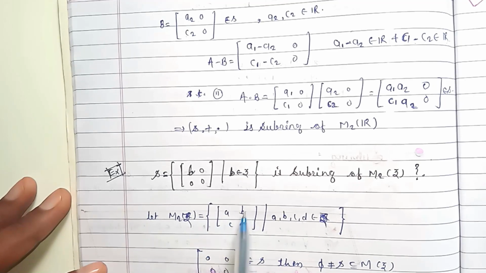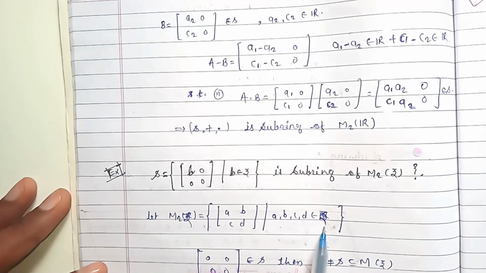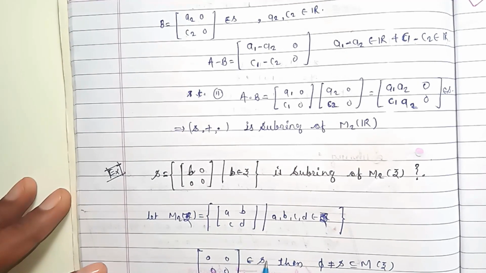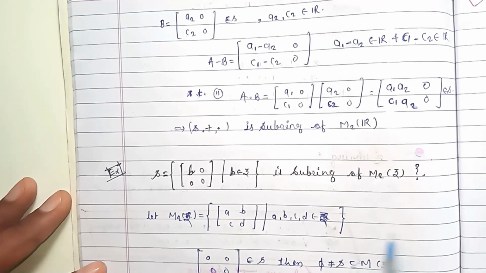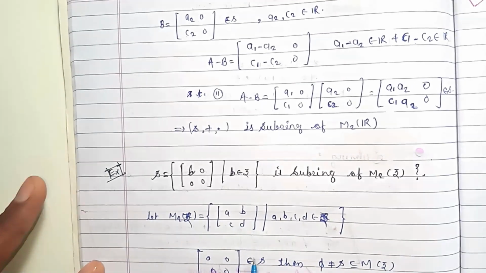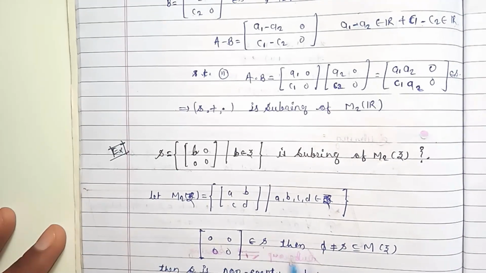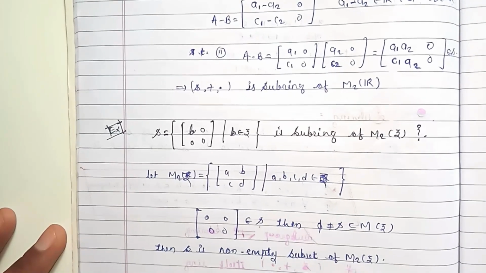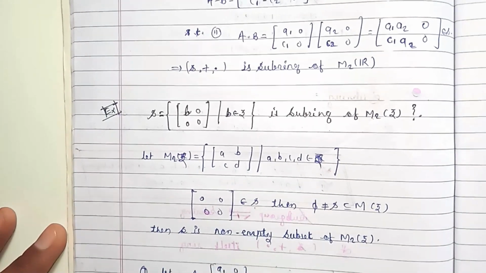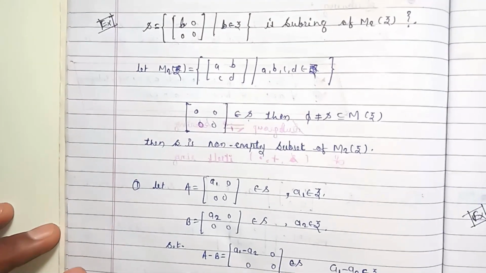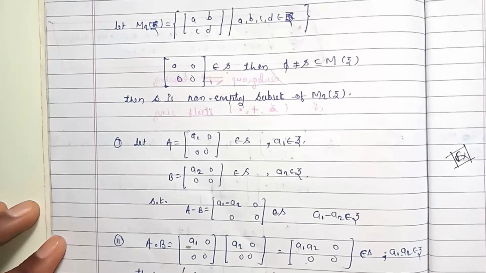M2Z has elements of the type A, B, C, D, where A, B, C, D are from Z, and the element 0, 0, 0, 0 is from S. That means it is a non-empty subset of M2Z. So S is a non-empty subset of M2Z. Now take two elements and show that they hold both properties.